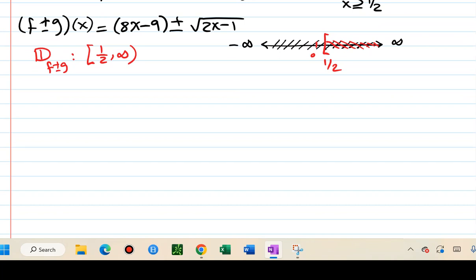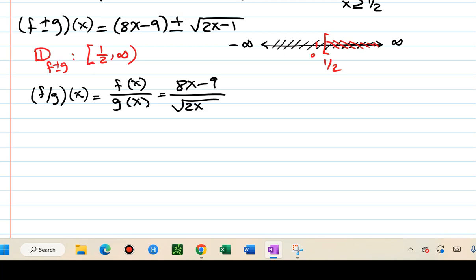All right, let's take a look at, for example, the quotient function, f divided by g of x. See how that's going to work. That means I have to do f of x divided by g of x, and f of x is 8x minus 9, g of x is the square root of 2x minus 1.